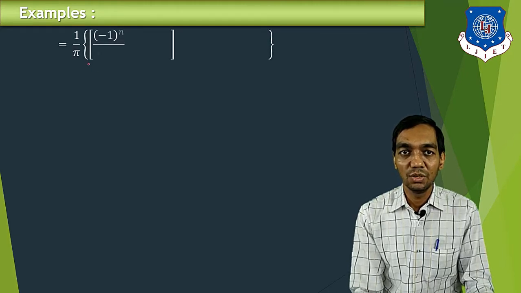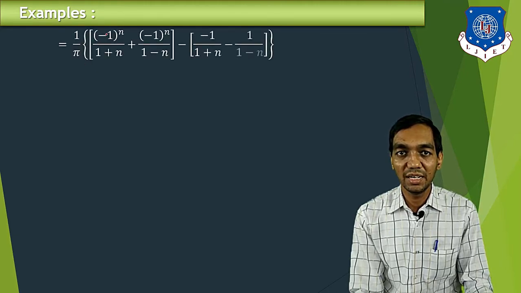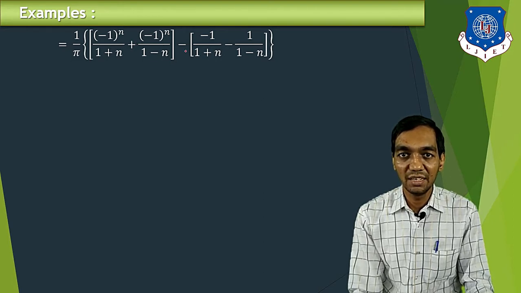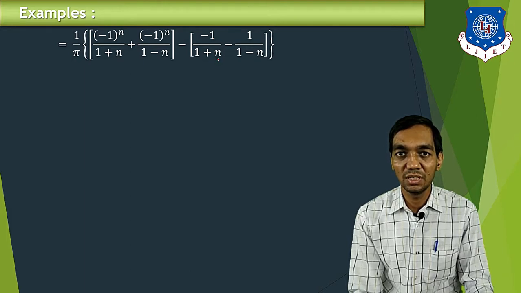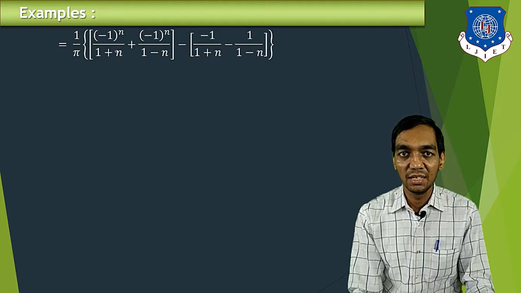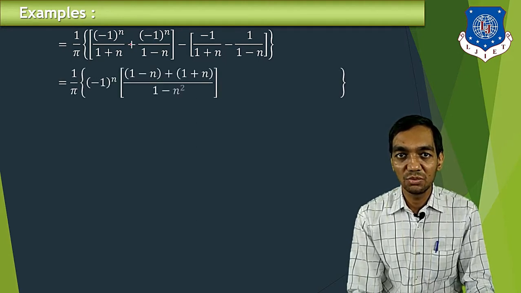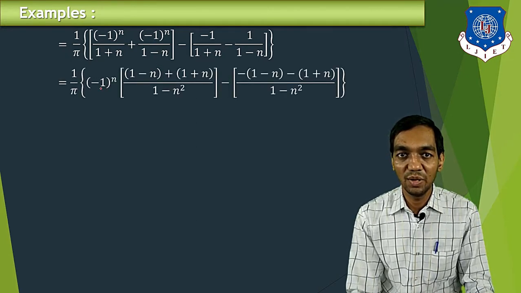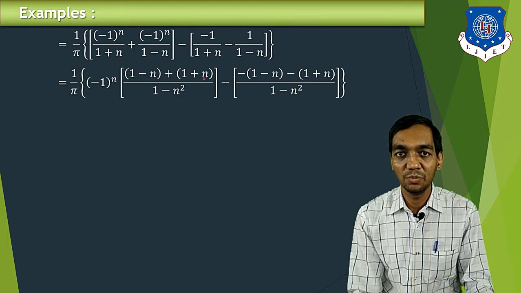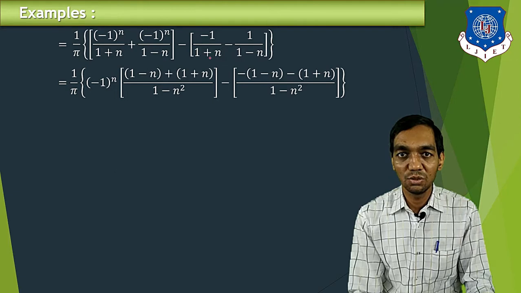That will give you 1 upon pi into the bracket minus 1 raised to n upon 1 plus n plus minus 1 raised to n upon 1 minus n minus minus 1 upon 1 plus n minus 1 upon n minus 1. Here common out minus 1 raised to n and take LCM. That will give you minus 1 raised to n into 1 minus n plus 1 plus n divided by 1 minus n square.